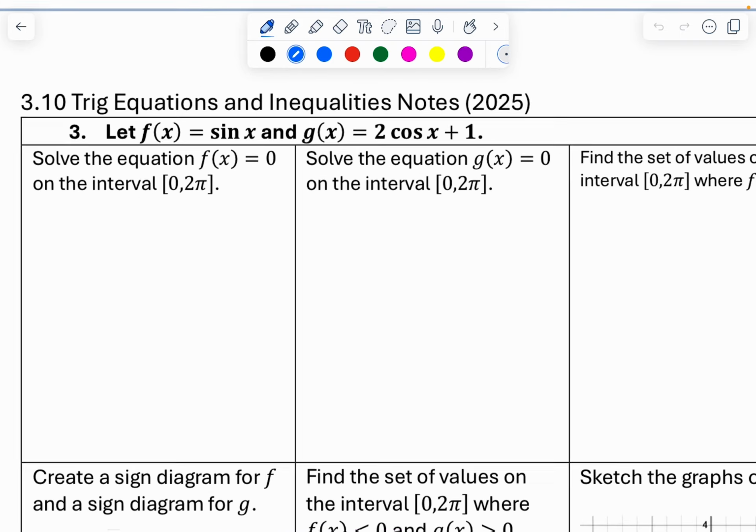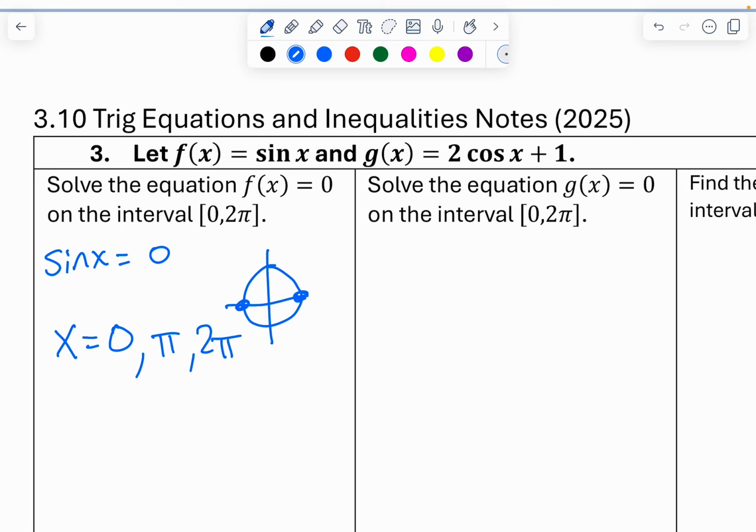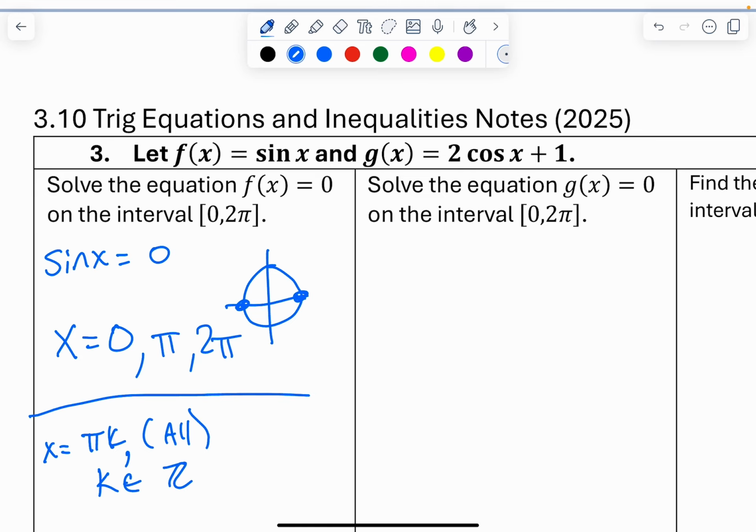On this one, they give us 2 functions, f and g, and they say solve it on that interval. So, okay, sine of x equals 0. When does sine of x equal 0? This is straightforward, unit circle. Sine is the y value, it equals 0. So on that interval, it's going to equal 0 at 0, at pi, and at 2 pi. If we said find all, which we didn't, it would be pi k, assuming, of course, that k is an element of the integers. That was not the question they asked, but there you go.